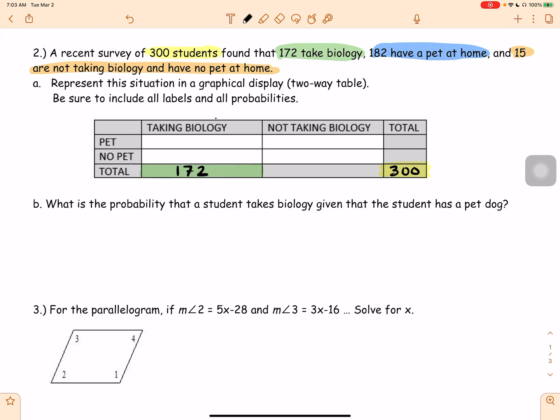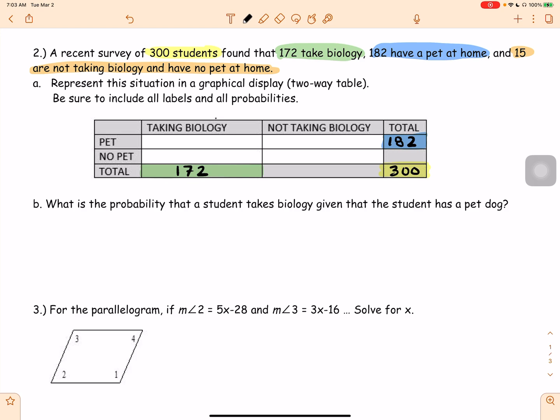Okay. And then it says 182 have a pet at home. So again, it's not going to go here or here because that specifies those who have a pet taking biology or not taking biology. It's the total number of students who have a pet at home. So it's going to go right here.